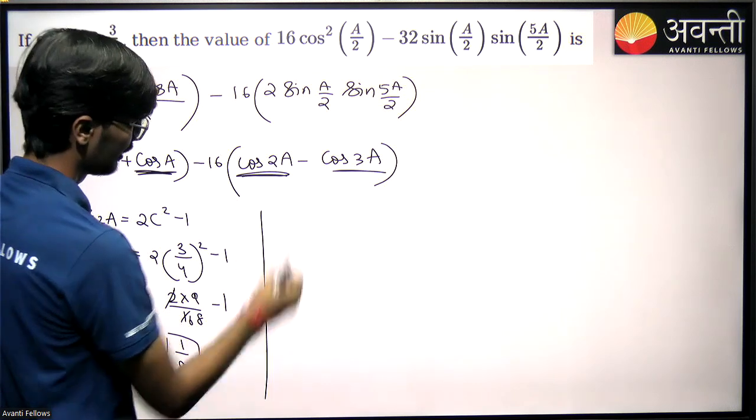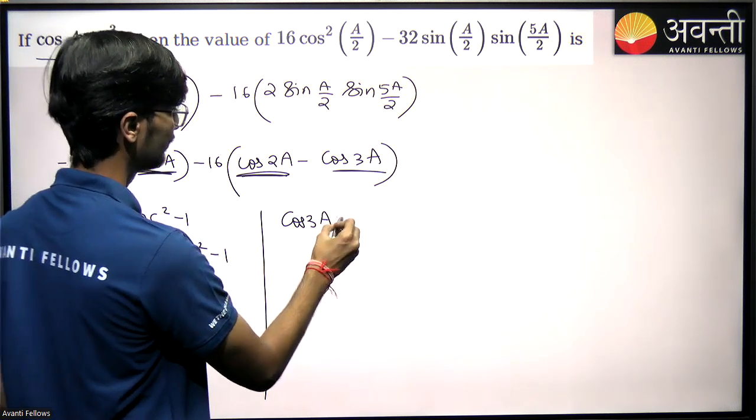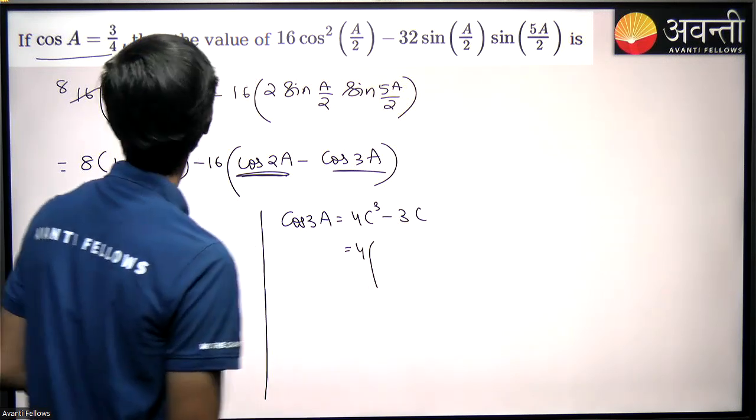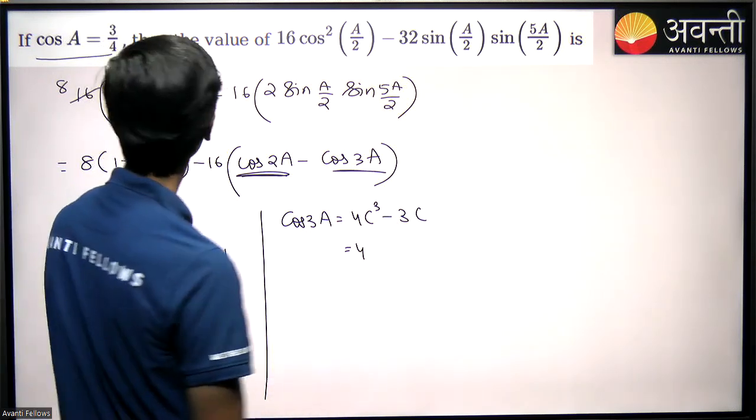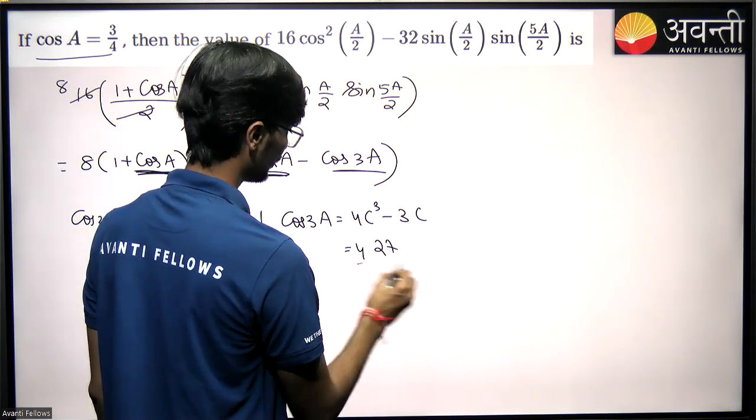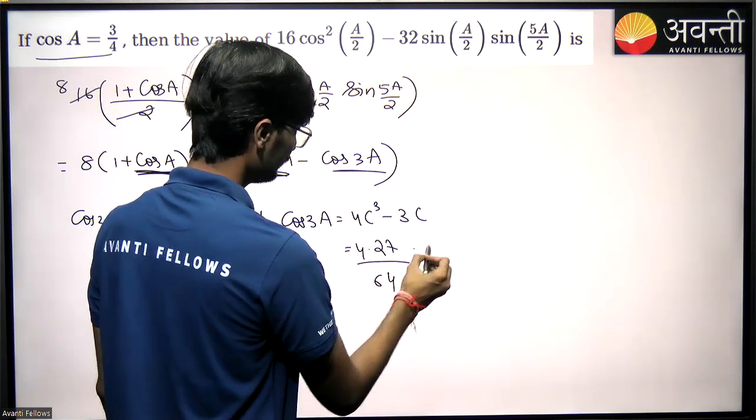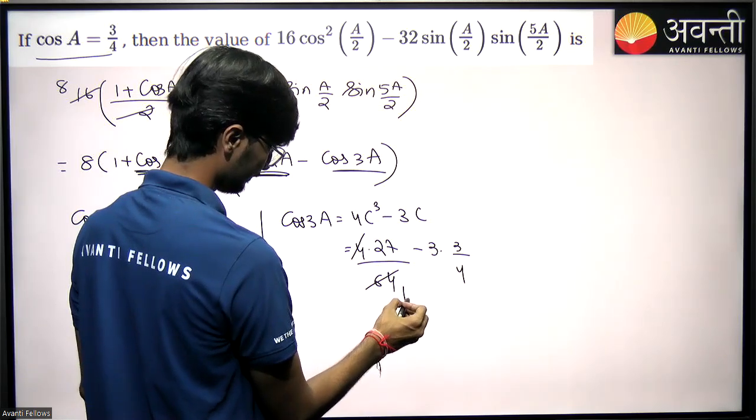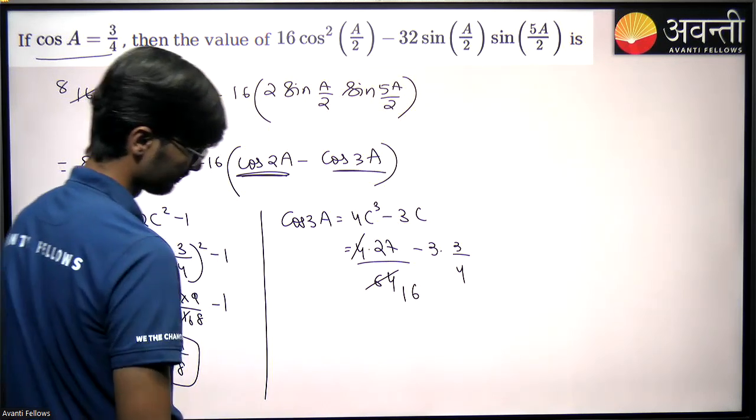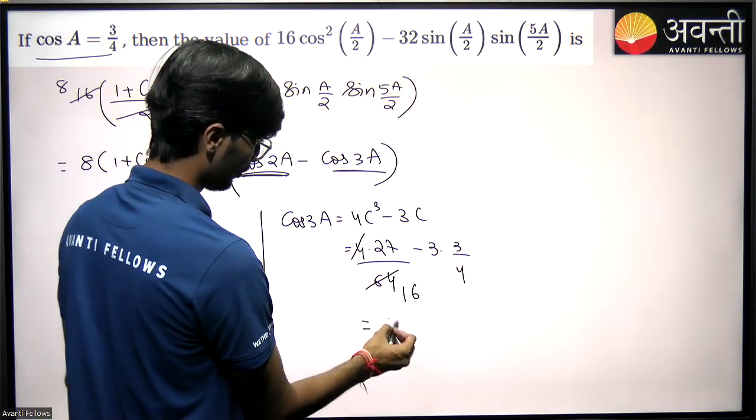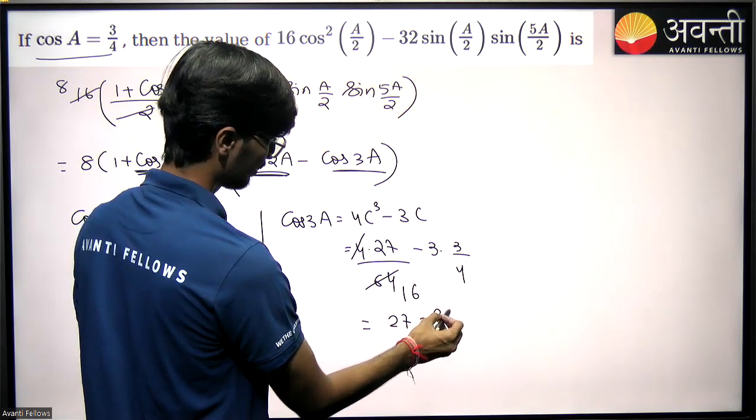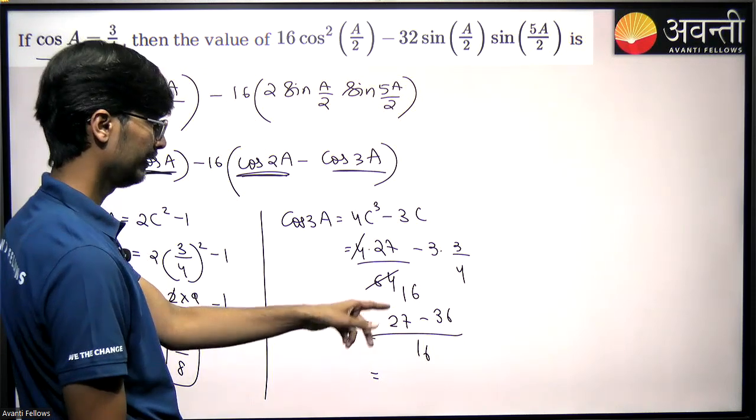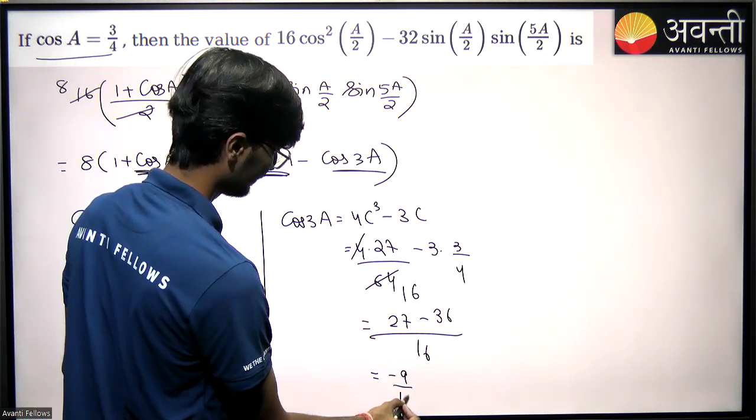Correct? And cos 3A. Cos 3A is 4 cos cube A minus 3 cos A. So 4 into cube. 3 3s are 9, 3 9s are 27. 4 16s are 64. Minus 3 into 3 by 4. So 27 minus 36 by 16, so minus 9 by 16.